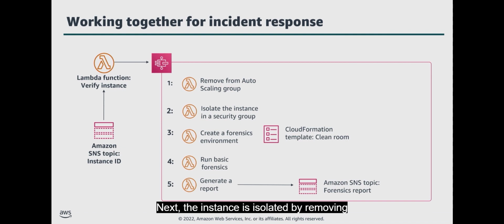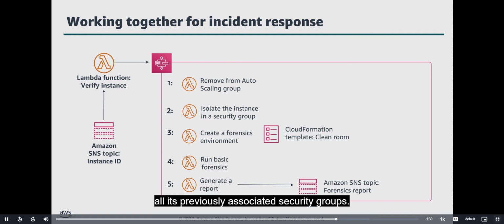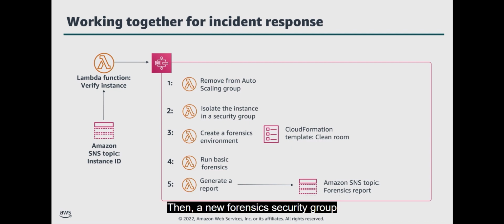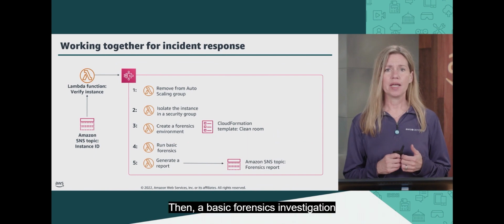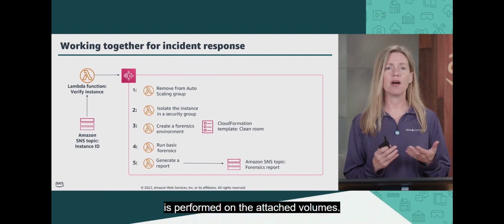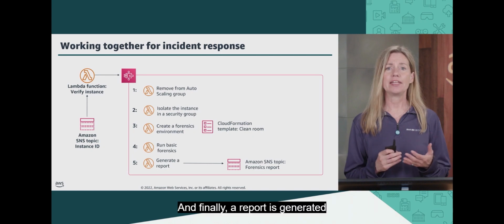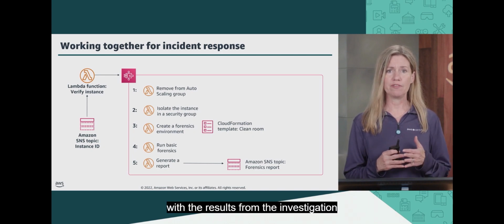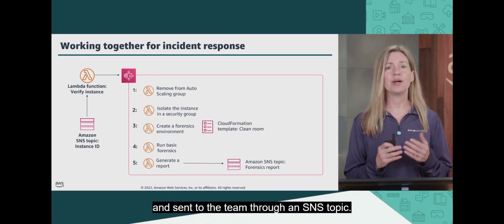Next, the instance is isolated by removing all its previously associated security groups. Then, a new forensic security group is assigned to the instance with no inbound or outbound permissions. Third, a CloudFormation template is used to create a new environment, including a new VPC that contains a forensic instance with pre-built tools attached to a copy of any volumes from the snapshots. Then, a basic forensics investigation is performed on the attached volumes. Finally, a report is generated with the results from the investigation and sent to the team through an SNS topic.